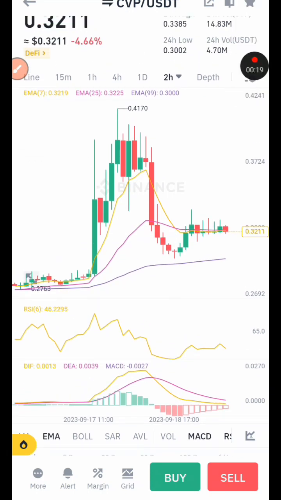So guys, this is a simple strategy that is going to help you grow your account from $10 to $100, from $100 to $1,000 in just a matter of few months. So guys, stay with me.